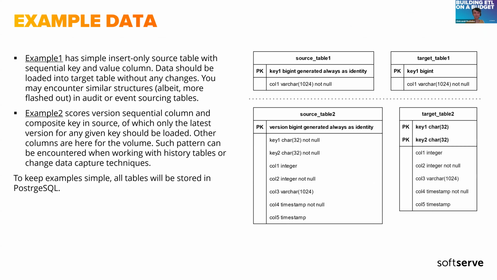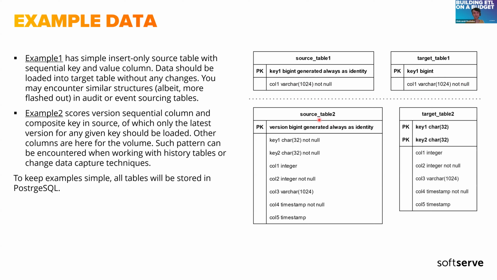Today we'll work with two sets of data. Example 1 has a simple insert-only source table with a sequential key and a value column. Data should be loaded into the target table without any changes. You may encounter similar structures, albeit more fleshed out, in audit or even sourcing tables.